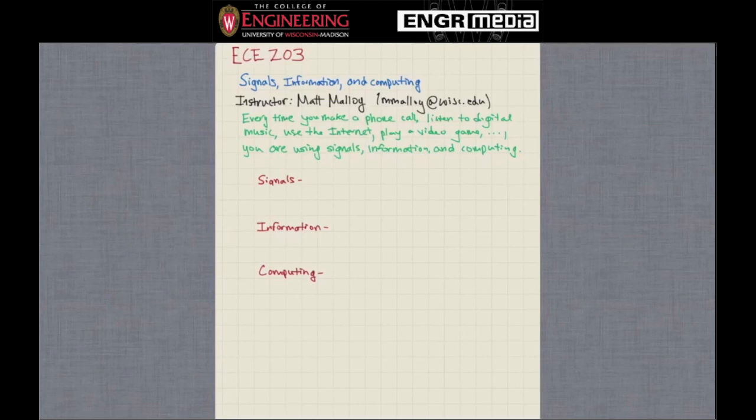All right, so a signal is just going to be a measurable quantity that may or may not vary as a function of time or space.